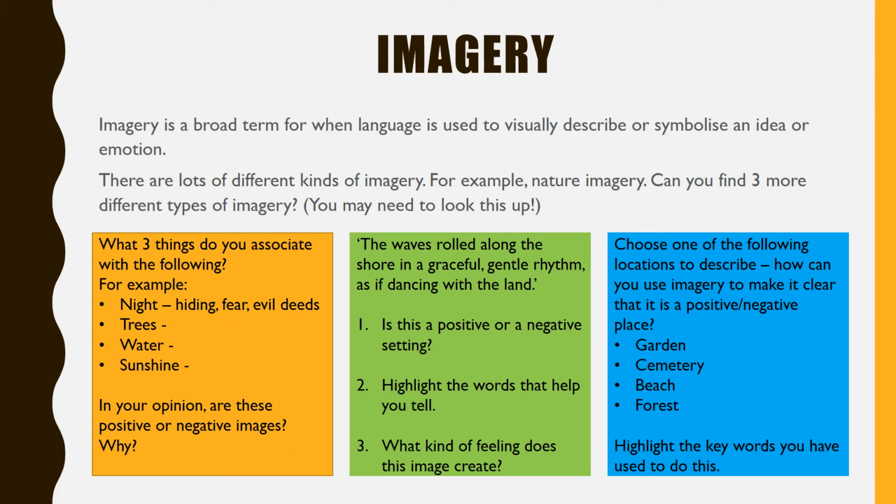The next technique we're going to be looking at is imagery. Imagery is a very broad term and it's used for when language is used to visually describe or symbolise an idea or emotion. Now there are lots of different kinds of imagery. So for example, nature imagery where you use trees, flowers, plants, etc. to symbolise something to your reader. You may want to look this up, but I'm asking you now to find 3 more different types of imagery. So have a look, Google it, see what you can find.